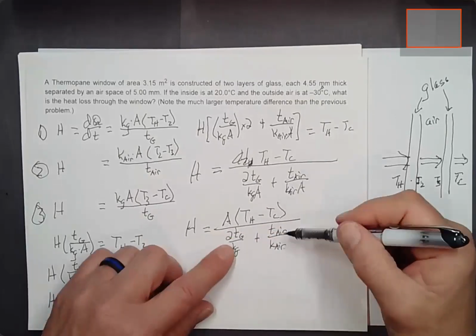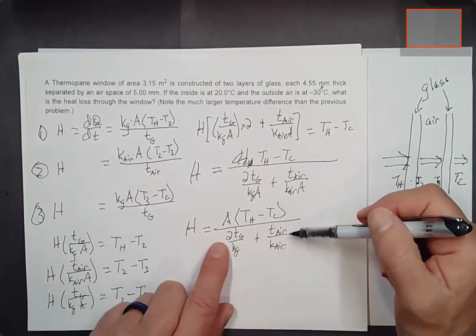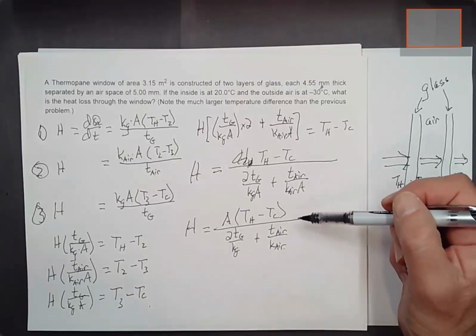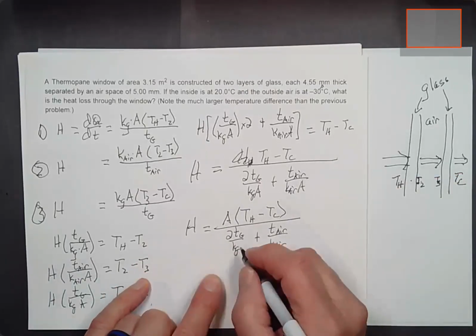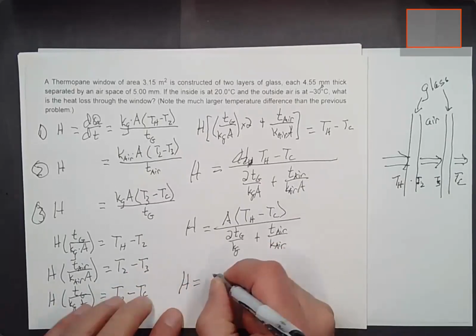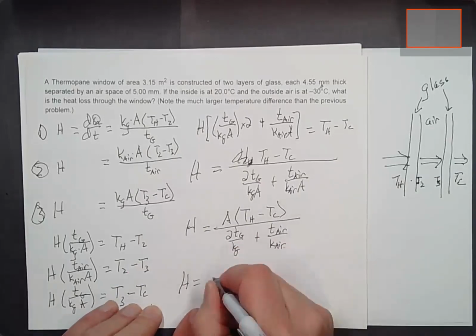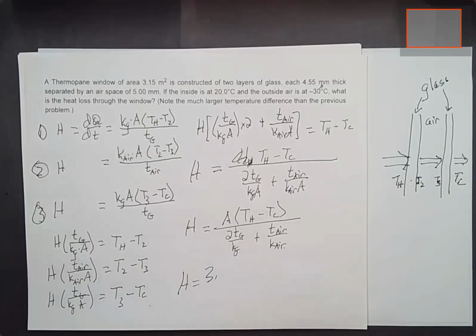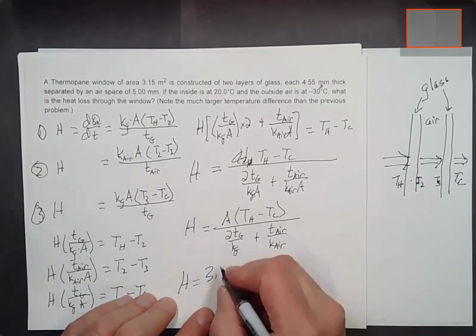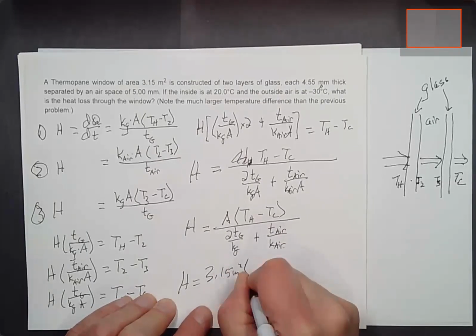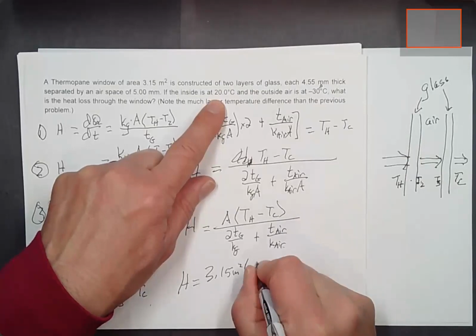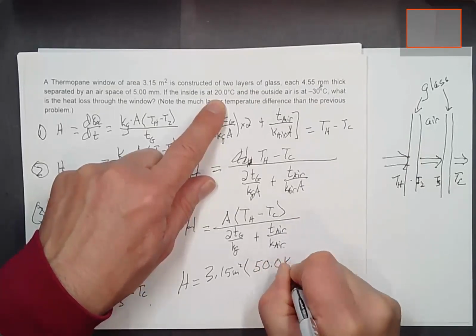Now, because these things are down in the bottom, they are a measure of how the heat flow is being slowed by the glass and by the air. And I want to calculate those individually just because. I'll just write in the numbers here. Anyway, 3.15 meters squared, TH minus TC, that's a 50 Celsius difference, 20 minus negative 30, but it's also 50 Kelvin, so 50.0 Kelvin.